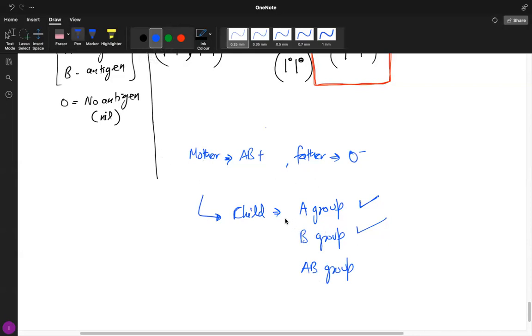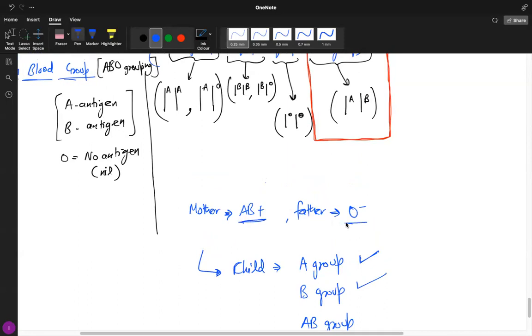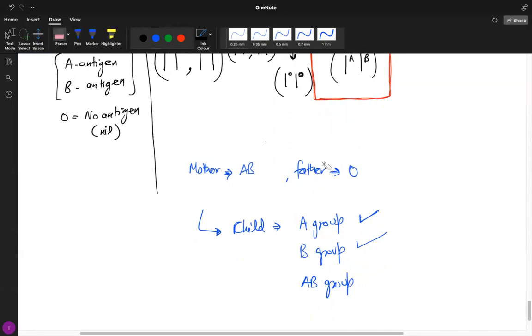Mariam, Rabia, can the baby be AB group? Think about it. You have both the genotypes written here. Let me remove the positive negative here for sake of confusion. If mother is AB, father is O, does not matter positive or negative, can a baby be AB group? No. It is not possible biologically. Can anyone tell me why it is not possible?